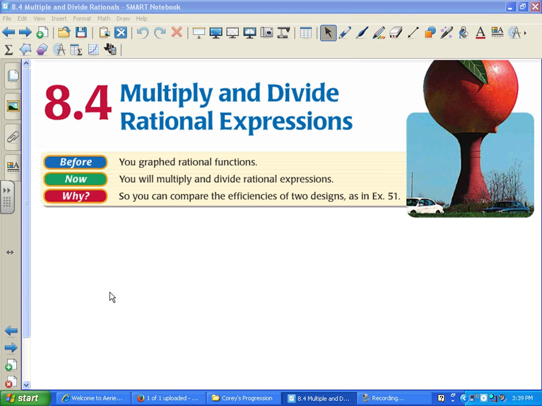If you're one of those people that still doesn't believe me when I say you're going to have to know how to factor before you leave Algebra 2, today is going to be another one of those days where you're going to struggle, because all we're doing today is factoring.